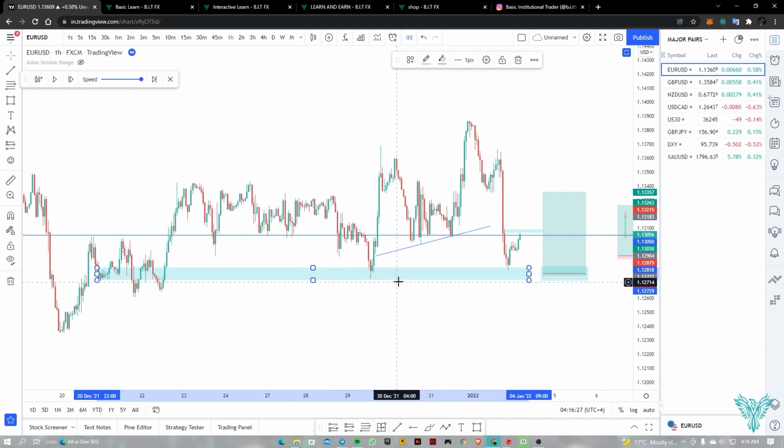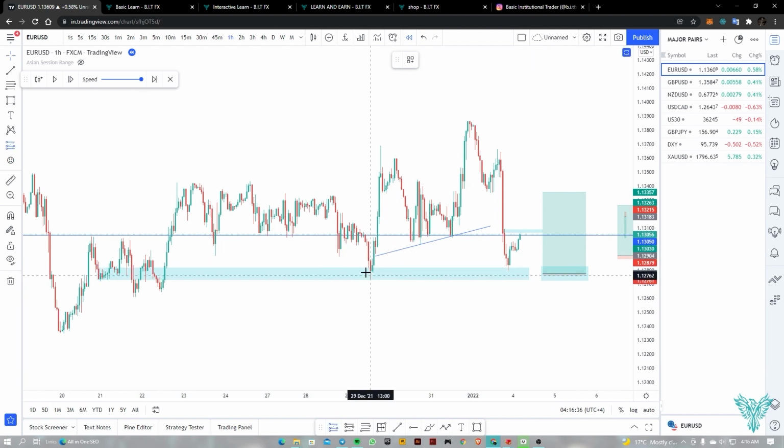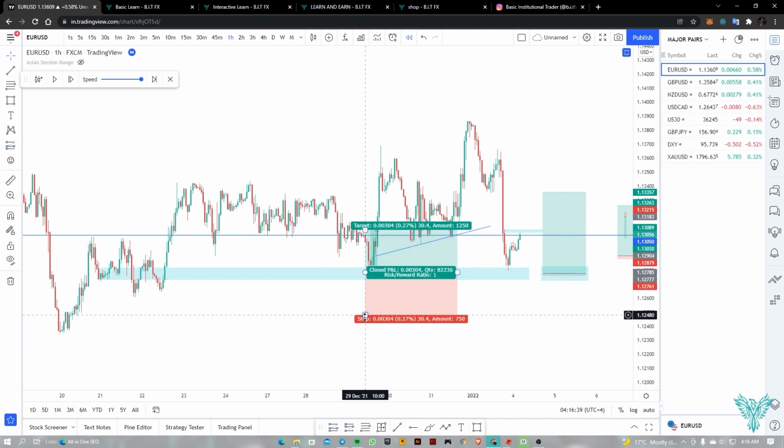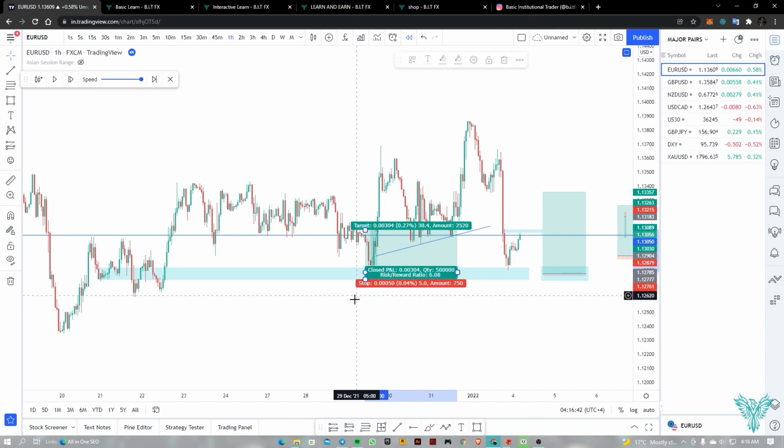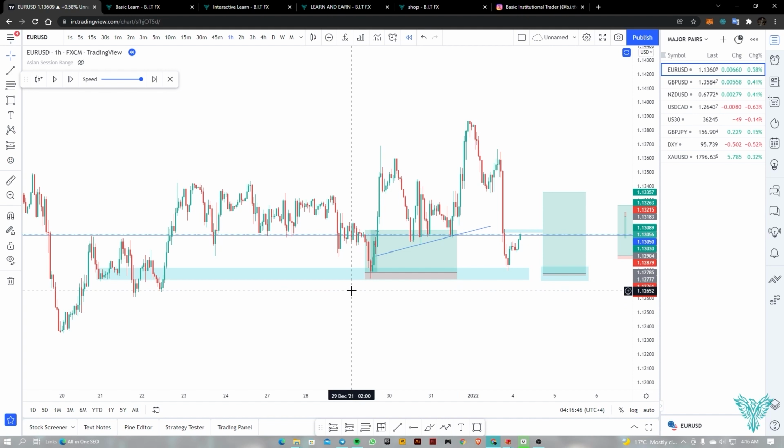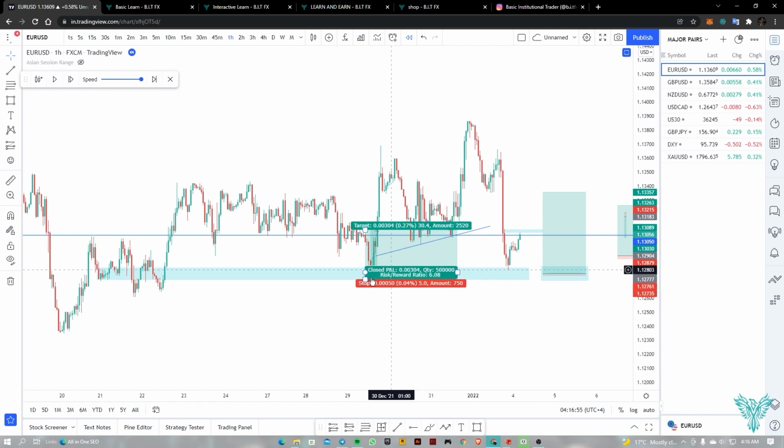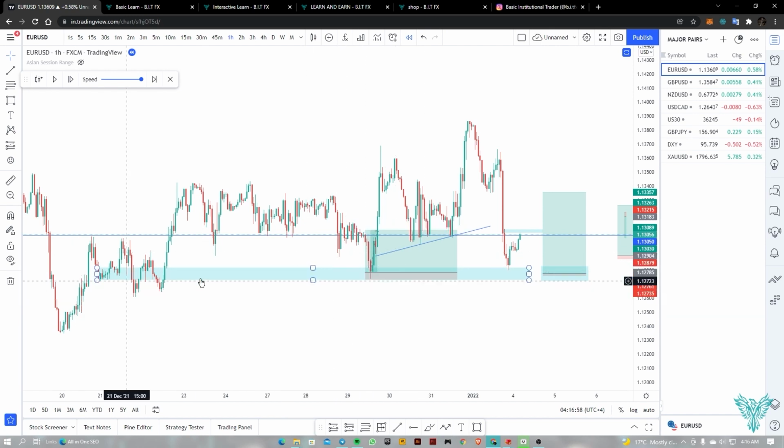So what's happening right here is the retail community is buying right here. All the retail traders have their buy orders right here. They're in the buys, and their stop losses are exactly below this range. So there is liquidity in the market. Their stop losses are the liquidity in the market. So our first step was identifying the liquidity in the market. The liquidity has been identified, which is this support area, or you can say the demand zone for the retail community.